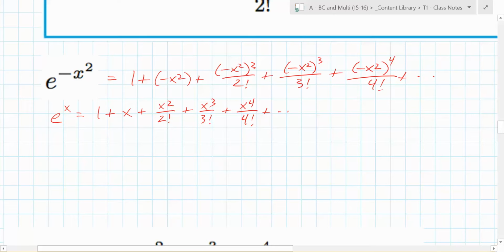It's literally direct substitution. That's it. What did we do? We took the negative x squared and plugged it in all the places x was. All the places.